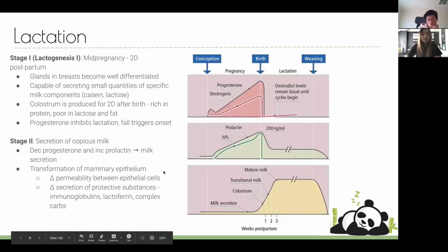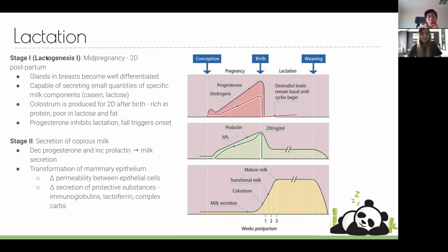Now your child's born, and your child needs to drink milk. So females need to lactate. You have stage 1 and stage 2 of lactogenesis. Essentially, stage 1 starts mid-pregnancy, and it finishes early after childbirth, and that's only a little bit of stuff. You secrete small quantities of casein and lactose, and you have colostrum about 2 days after birth, which is rich in protein and poor in lactose and fat.